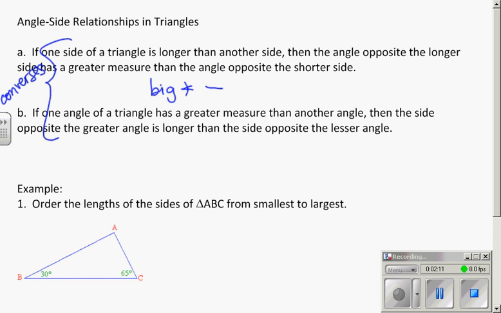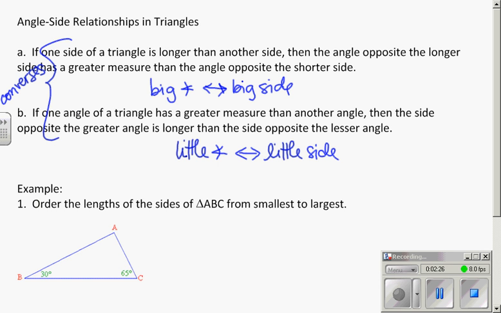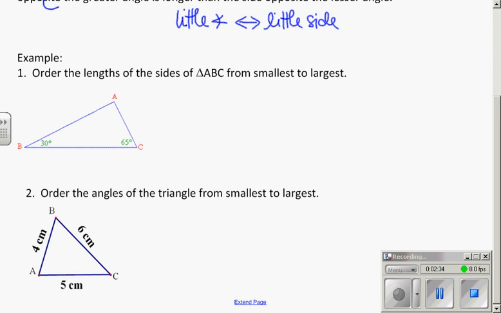The big angle is always opposite the big side. And the little angle is always opposite the little side. Which should make good sense when you think about it in your gut, that a smaller angle is going to need a smaller side to close the gap to make your triangle.